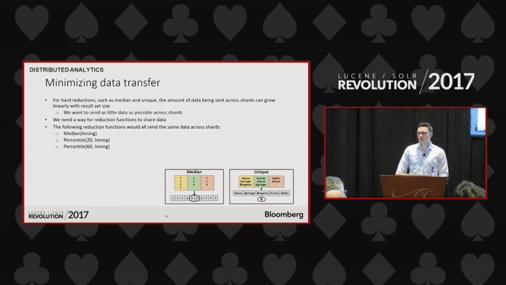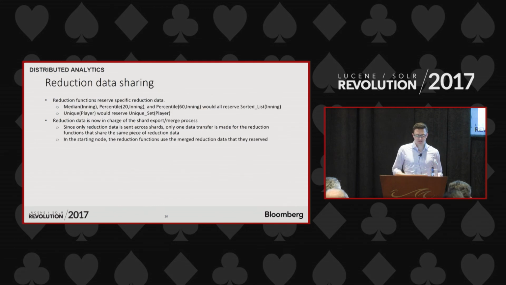However, what we can do is reduce the amount of data we're sending: if we need two sets of the same data, we only send it once instead of twice. For example, if I wanted to find the median of inning and the 20th and 60th percentile of inning, all of them would need a sorted list of inning to compute. So instead of sending the sorted list of inning 3 times, we can optimize and only send the list once. How do we do this? We do this through reduction data sharing.